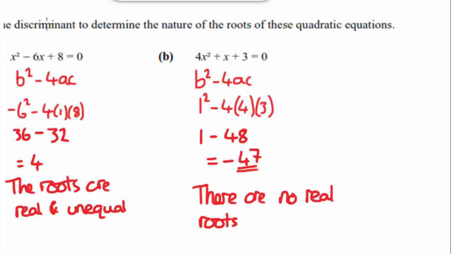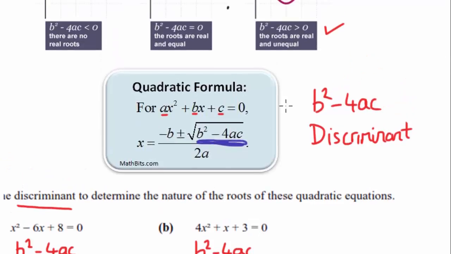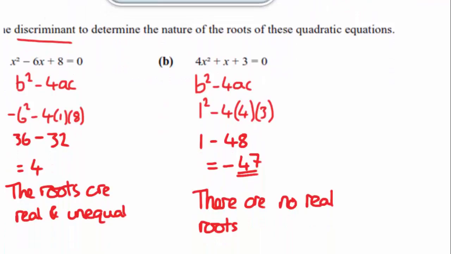So if they're asking you about the discriminant, remember what they're really wanting you to use is that part of the quadratic formula, this bit there. And that's given to you, but you'll need to remember what actually happens if it's less than 0, if it's 0, or if it's greater than 0. And that's your answer to that one.